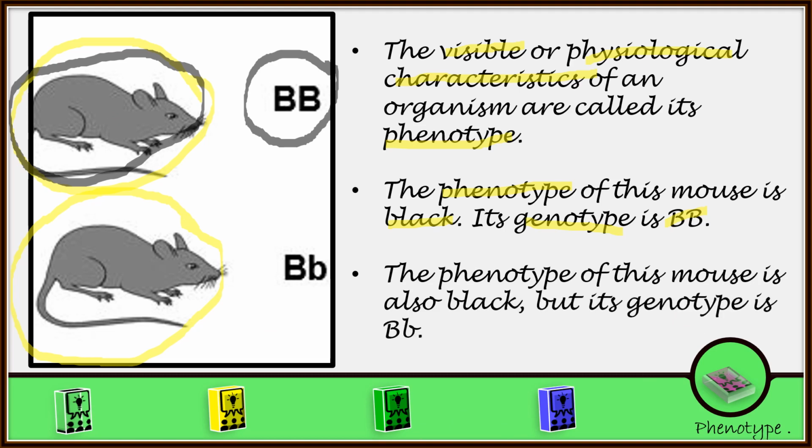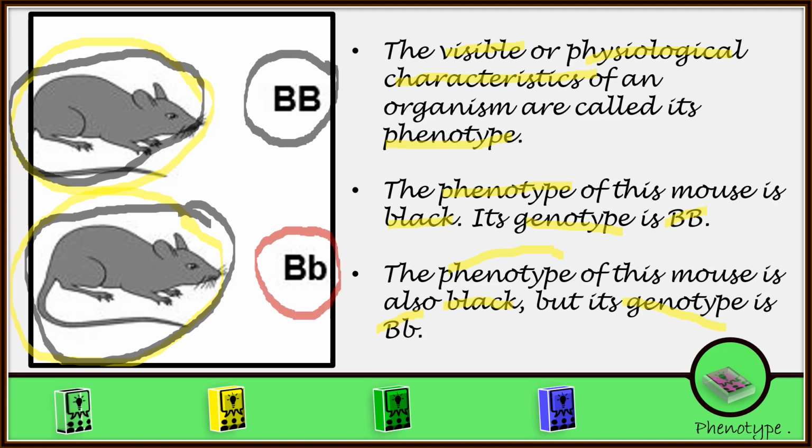The phenotype of this mouse is also black, but its genotype is capital B, small b. So when you look at this mouse, you will see that its appearance, which we call the phenotype, is black. But its genotype, which is the genetic constitution, is capital B, small b.